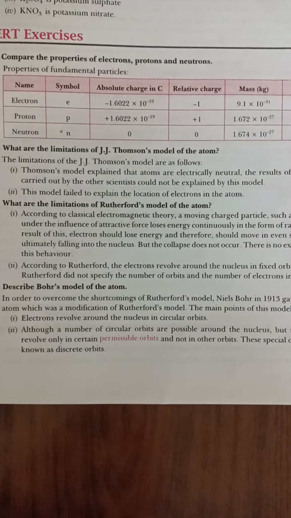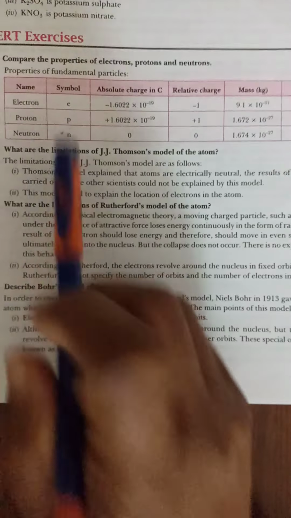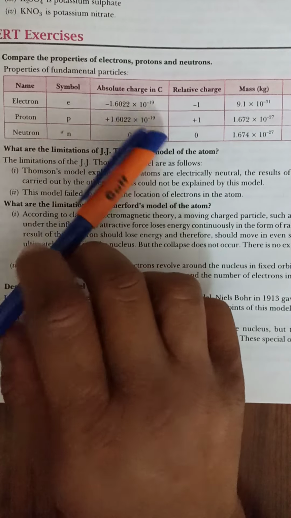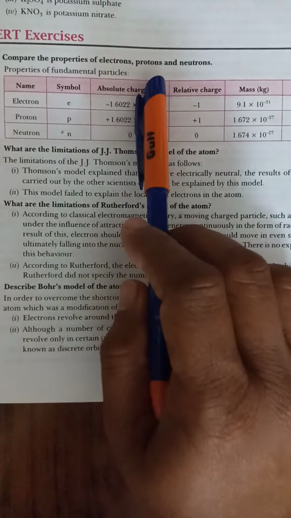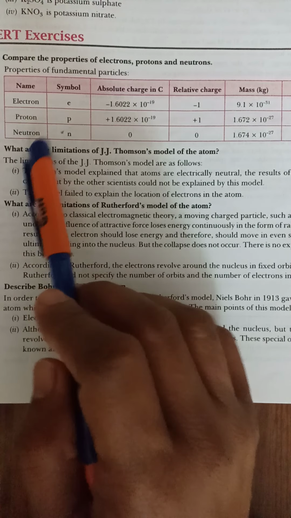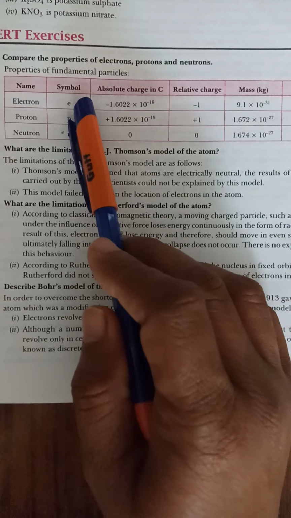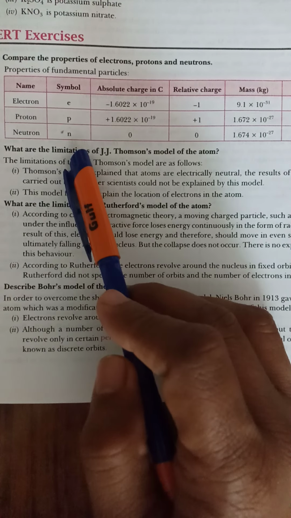Hello students, today we are doing some NCERT exercise questions of the chapter Structure of the Atom. In the first question we have to compare the properties of electron, proton and neutron. If we see the name electron, proton, neutron, they are represented by the symbols e, p and n.